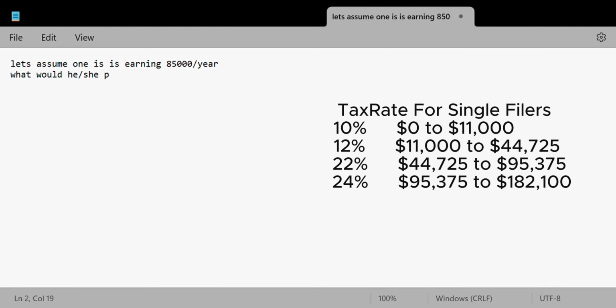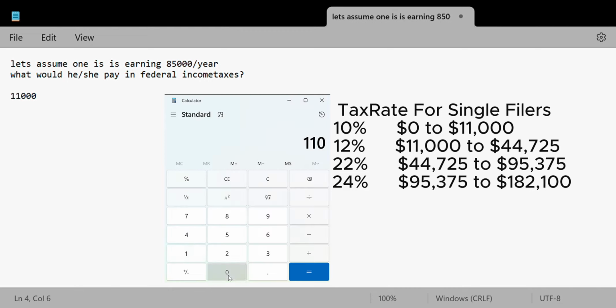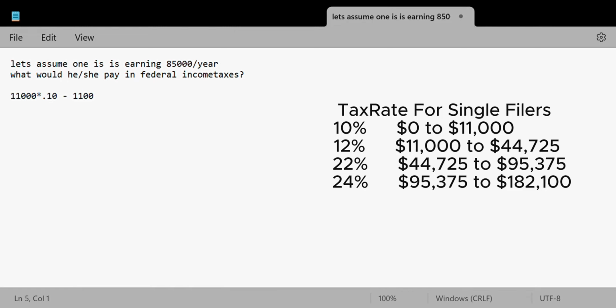In order to calculate the tax for each bracket, you have to subtract the lower number from the higher number and then multiply that with the actual tax rate. So for the first bracket, the lower number is 0 and the higher number is 11,000. We subtract 0 from 11,000, which gives you 11,000 itself, and you multiply 11,000 by 10%, which is 11,000 times 0.10, and that gives you $1,100. So for the first $11,000, you are paying $1,100 in taxes.